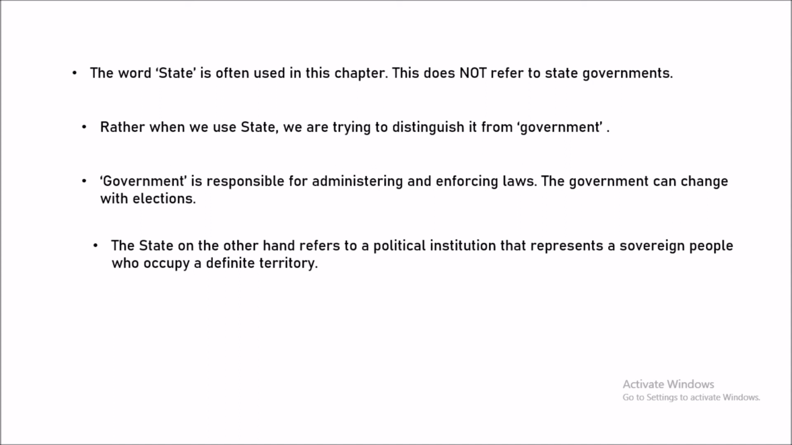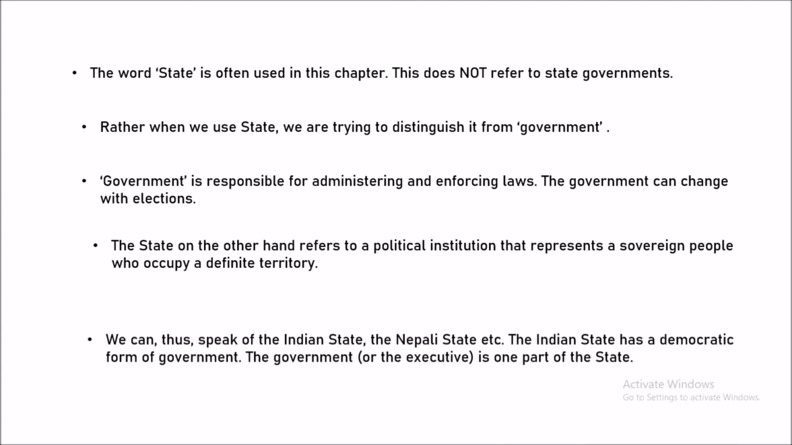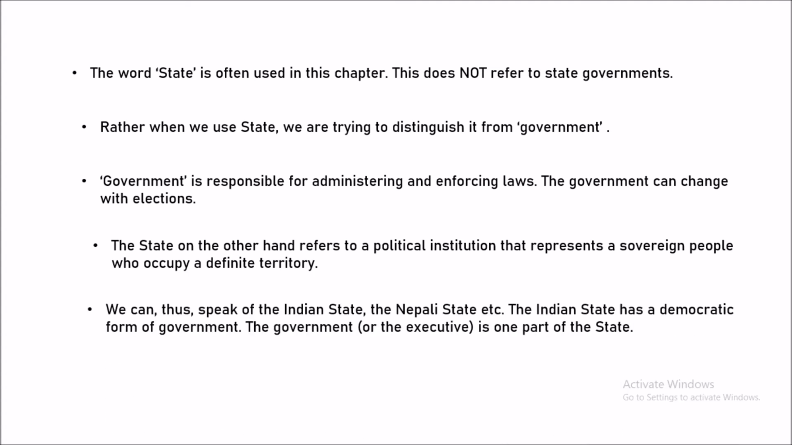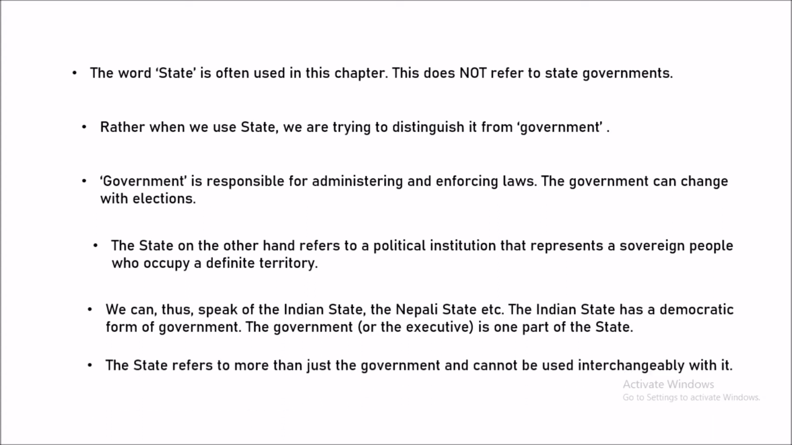So, the state, on the other hand, refers to political institutions that represent a sovereign people who occupy a definite territory. So, in simple words, we can say state not only represents state government, it can also represent a country. So, we can thus speak of the Indian state, the Nepali state, etc. That is, the Indian state has a democratic form of government. The government is one part of the state. The state refers to more than just the government and cannot be used interchangeably with it.